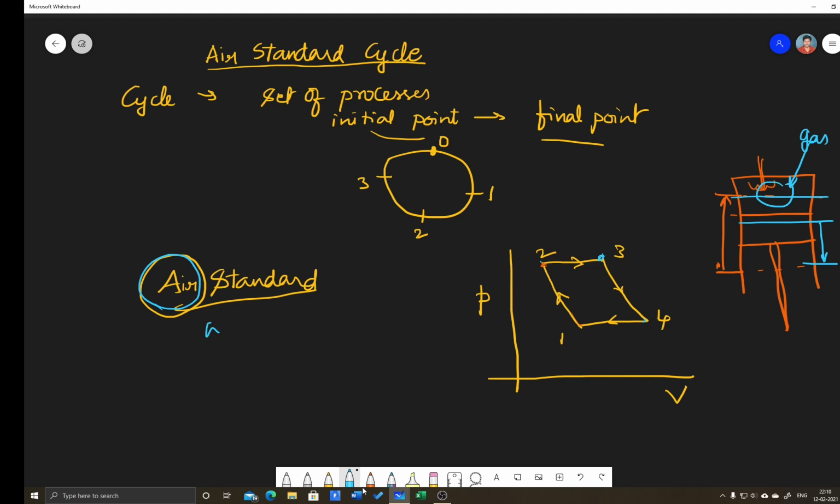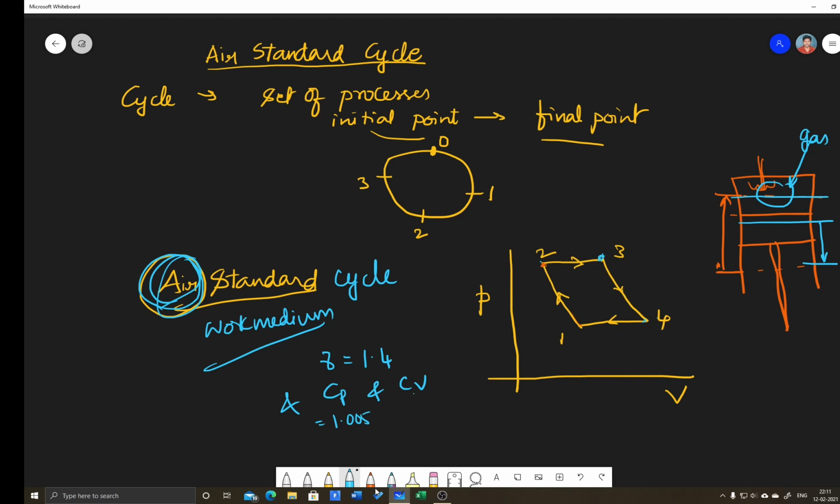Air standard cycle means the medium or the gas which is working medium. If the working medium is air, then it is called air standard cycles. Here one of the main assumptions of air is that the expansion index will be 1.4, and Cp and Cv, which we know already, Cp equal to 1.005, Cv is equal to 0.717. These three values are fixed for every process.